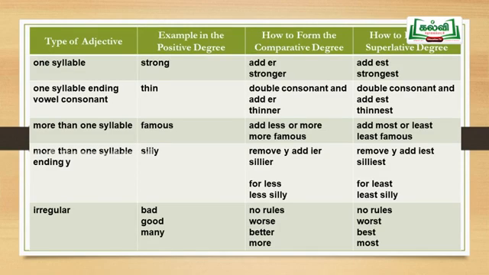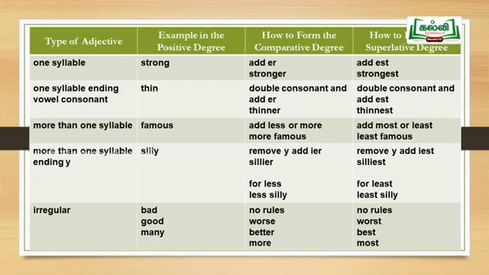The next, more than one syllable. For example, you can take a big word. For example, famous. More famous, most famous. Again the word beautiful. More beautiful, most beautiful. So, in this concept, you can take it as words of 2 or 3 syllables. You can use more in comparative degree and most in superlative degree.